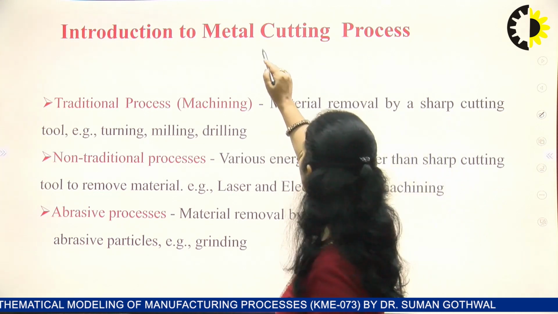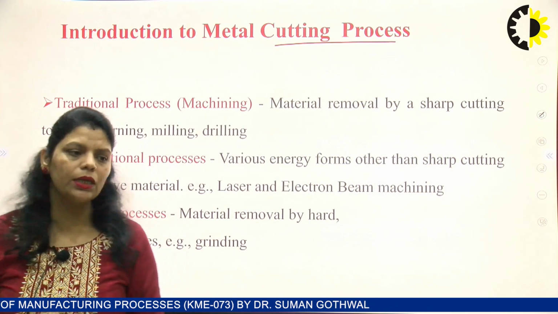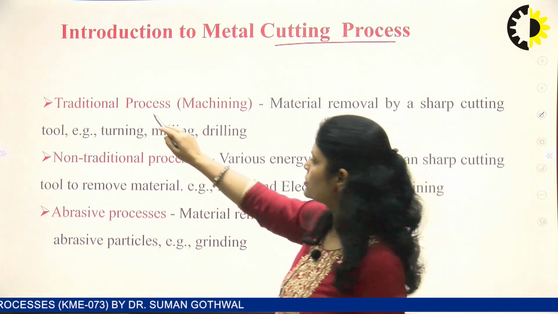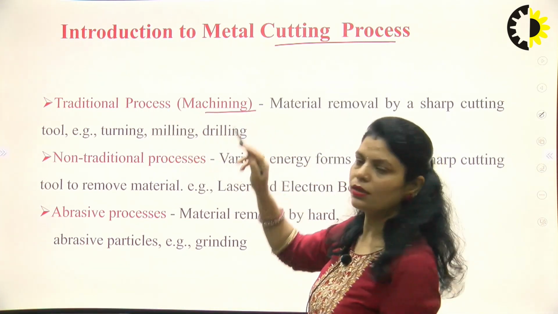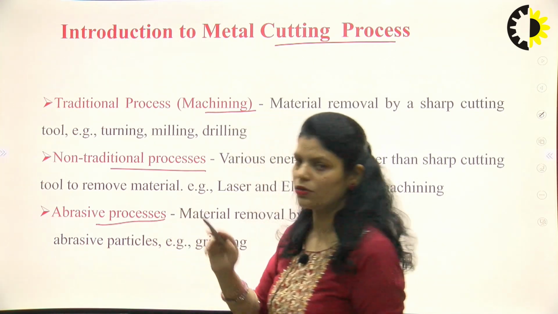Then we come to the metal cutting processes. Now we will discuss the cutting processes only. So we can classify the cutting processes as the traditional processes like machining, non-traditional processes, or the abrasive processes.